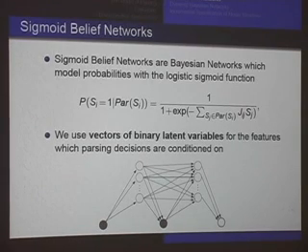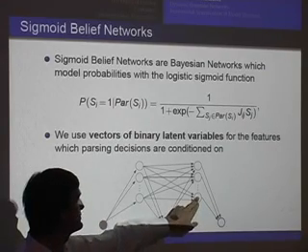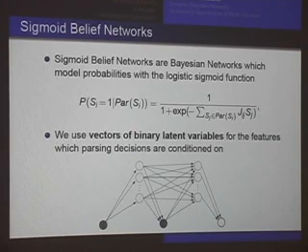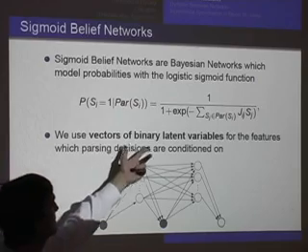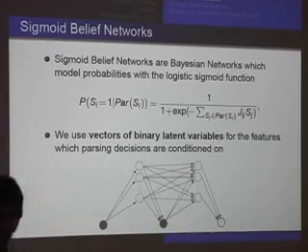Okay, so sigmoid belief networks are a kind of Bayesian network where the activation functions, the probability distributions, are defined in terms of a sigmoid function, or in general, a log linear model. Could be a normalized exponential. And as I said, we're going to use vectors of binary latent variables for these hidden variables here.